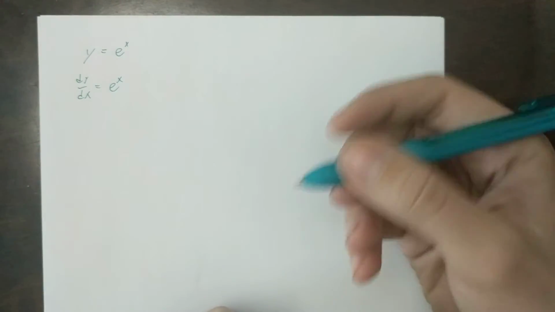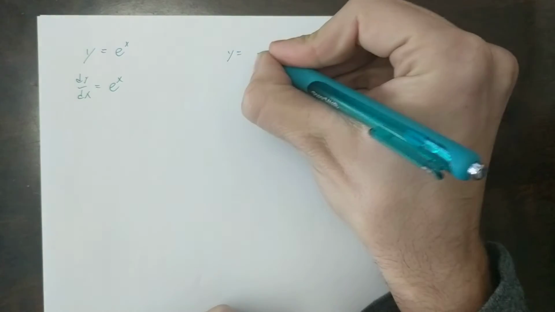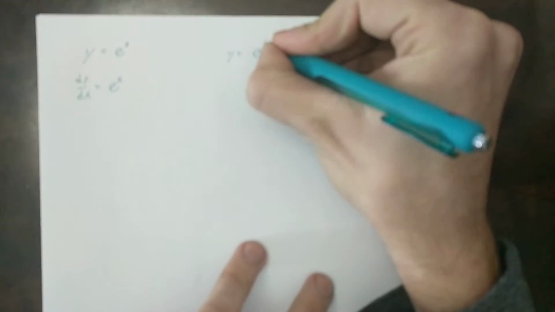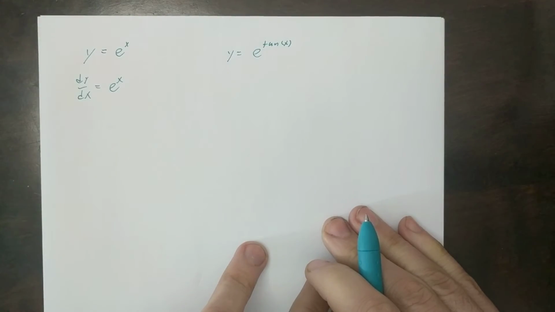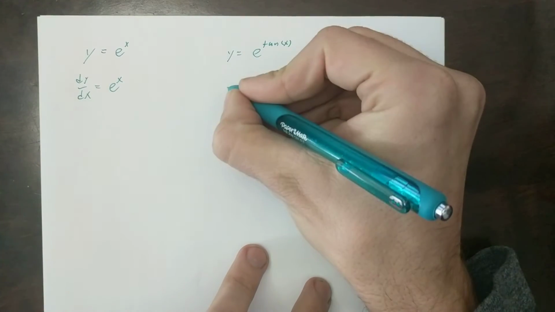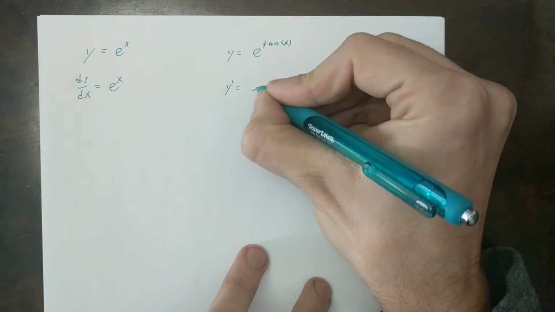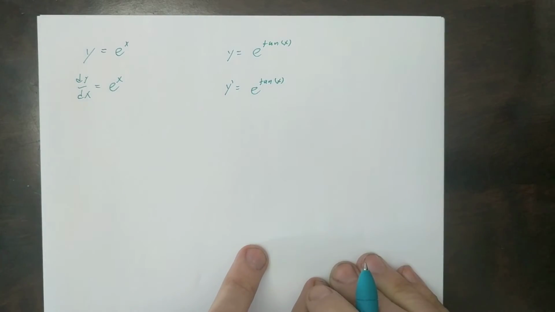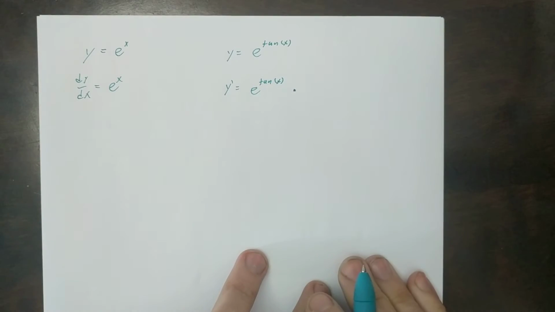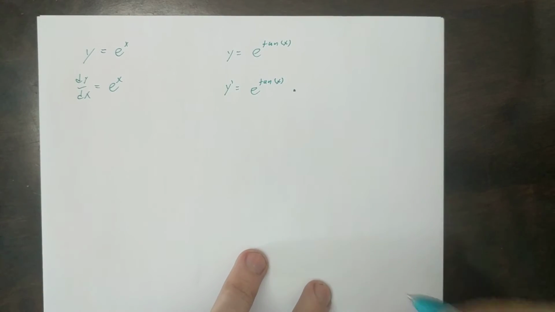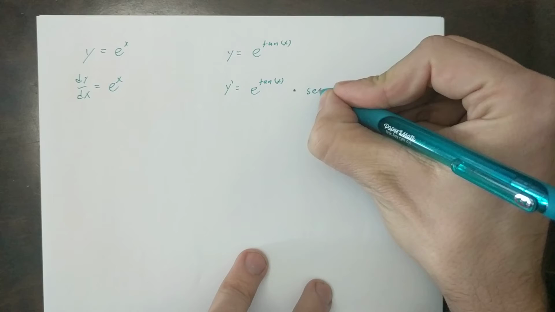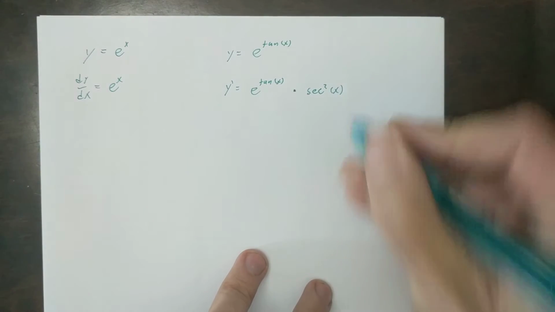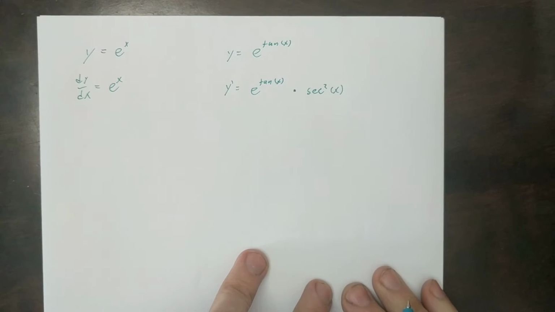Now, what if I do things that are a little bit more complicated? For example, what if I did y equals e to the tangent of x? Now that looks really weird, but it's not bad. All that means is that the derivative is still e to the tangent of x, but now we have to multiply by the derivative of what's inside, which is the tangent, and so we get secant squared x.